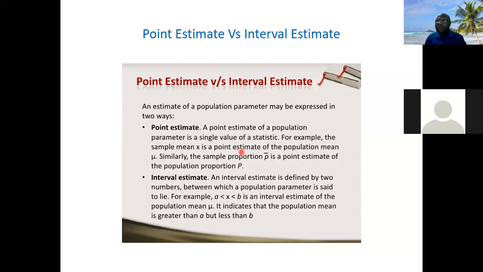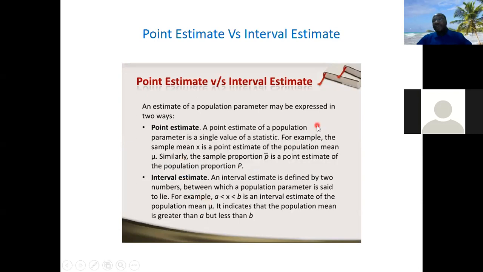If you want to know the prevalence of anemia, and you say the prevalence of anemia is 30%, that 30% is a point estimate. The interval estimate is defined by two numbers between which a population parameter is said to lie. In an interval estimate, you give two values. In other words, you give a range of values within which you believe the population value will be. That's just it. So a point estimate is just one figure, an interval estimate is two figures that give a range.